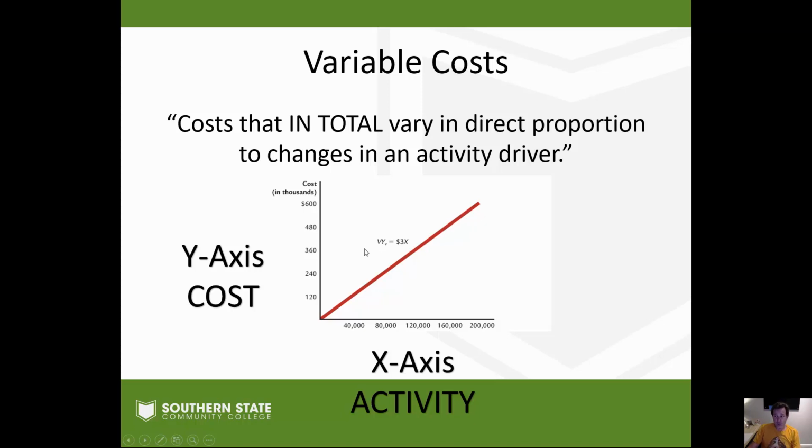So we've got a little cost formula here: the variable cost is equal to 3x, $3 times the level of activity. X is the level of activity. So 3 times 200,000 gives me 600,000. So that's variable, and that's how that graph works. It goes right up through there.